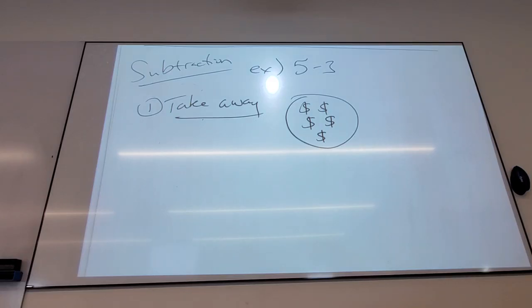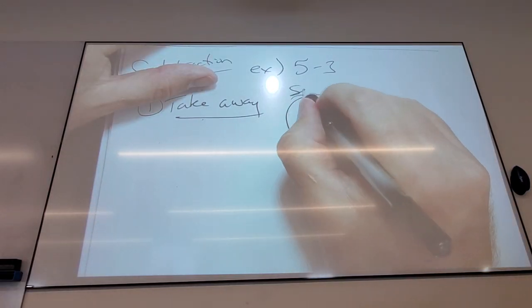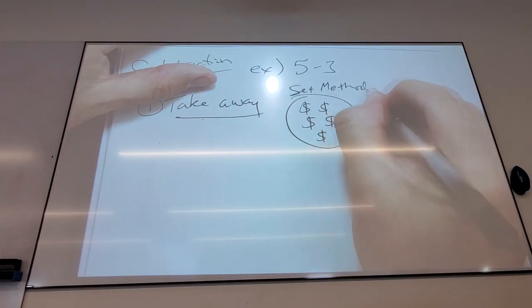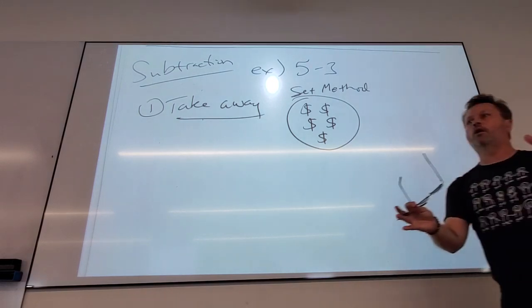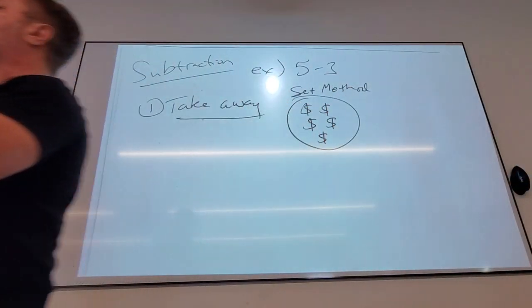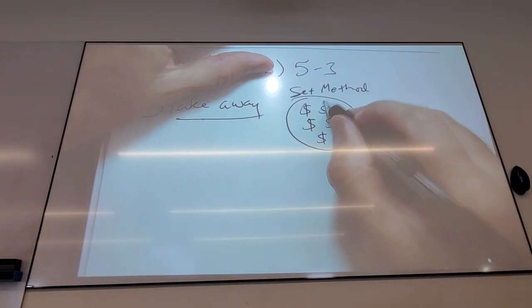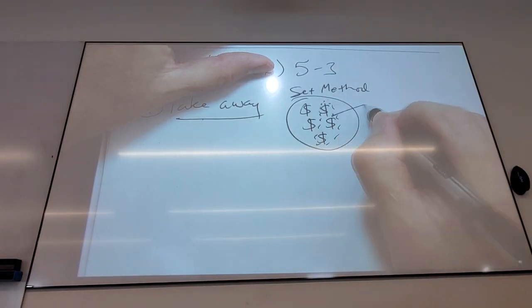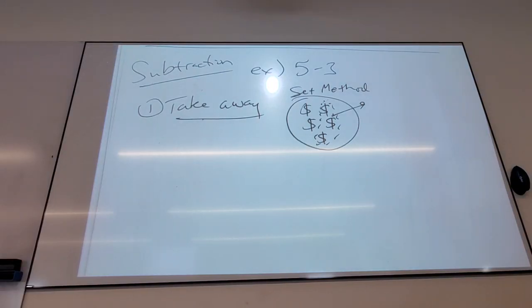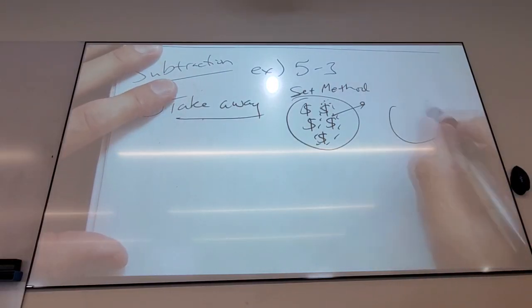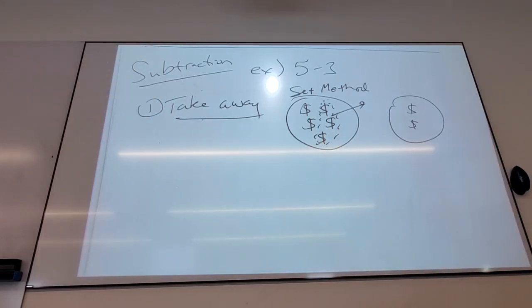So I could do the set method, right? Let me put that up here, set method. How would I draw, how would I represent... You don't have to draw a person. What would I do to represent losing $3? Yeah, you could cross through them. What we normally do is kind of take 3 of them away. So then what would be left? 2. So we take these 3, take them away.